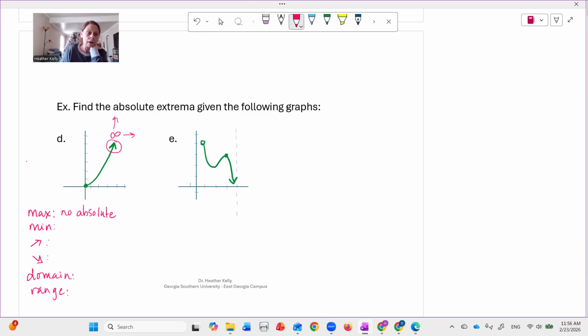Minimum, yeah, we got that, 0, 0. Increasing from 0 to infinity. Decreasing, none. The increasing interval is the same as the domain. And the range happens to be the same as the domain as well.